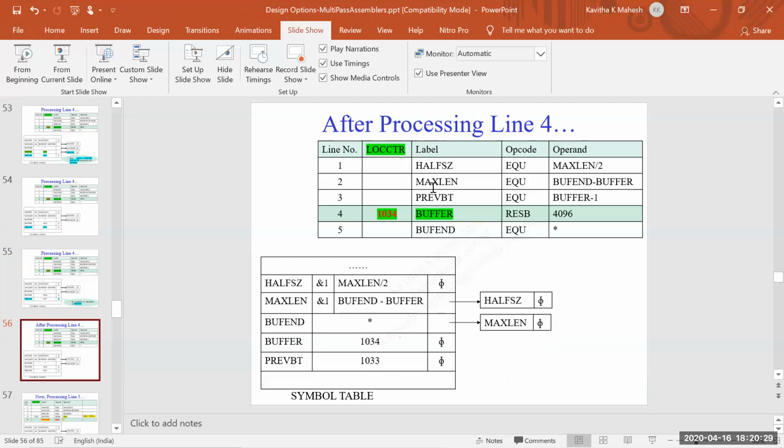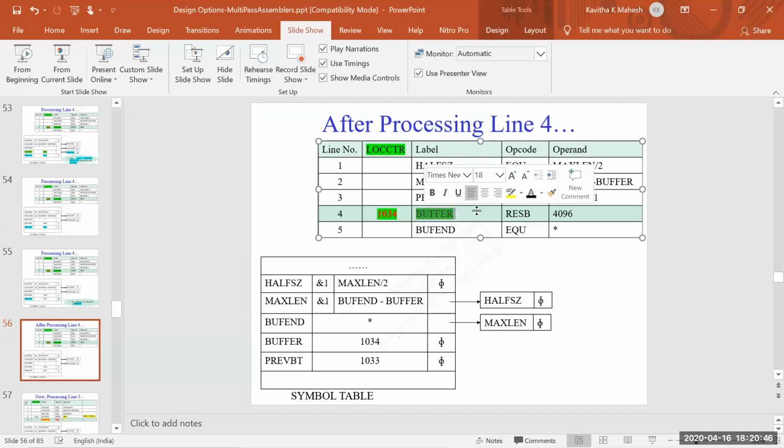So now we are left with the processing for the last line, that is buffen EQU star. Now, can we define buffen? See, please note, currently we were processing the line number 4. We have entered buffer into the symbol table. And what does this instruction specify? The current location counter value is 1034.